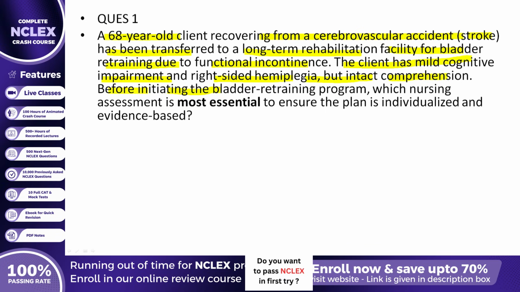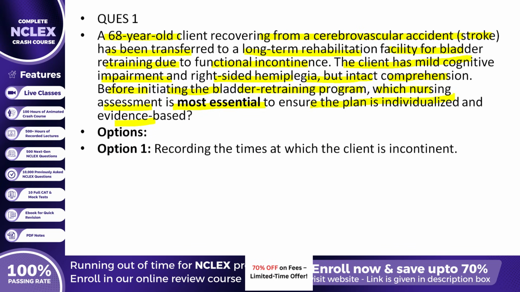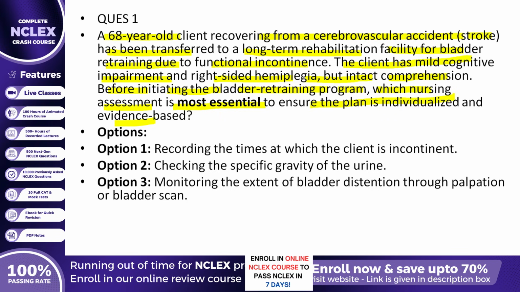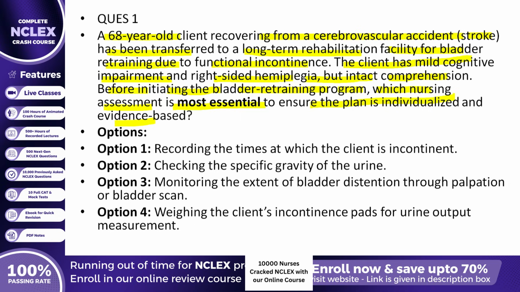Before initiating the bladder retraining program, which nursing assessment should take top priority to ensure the plan is both individualized and evidence-based? Moving forward, here are the options for you to consider carefully. Option 1 suggests recording the times at which the client is incontinent. Option 2 involves checking the specific gravity of the urine. Option 3 proposes monitoring the extent of bladder distension through palpation or a bladder scan. And Option 4 recommends weighing the client's incontinence pads to measure urine output.